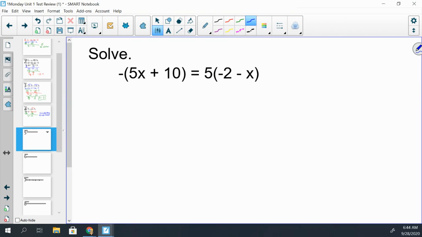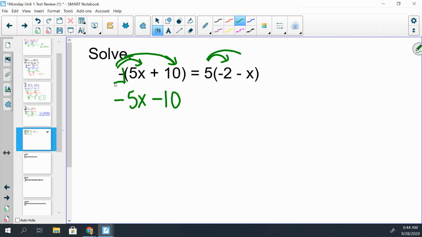All right, moving on to the next one. So parentheses again, I should be thinking distribute, but it looks like there's nothing to distribute here. Oh, there is. It's hiding. It's like a -1. So it's like having a -1 here that we need to distribute. And so when we plug in that -1, times anything really just changes the sign. So I'd have -5x and I'd have -10 here.